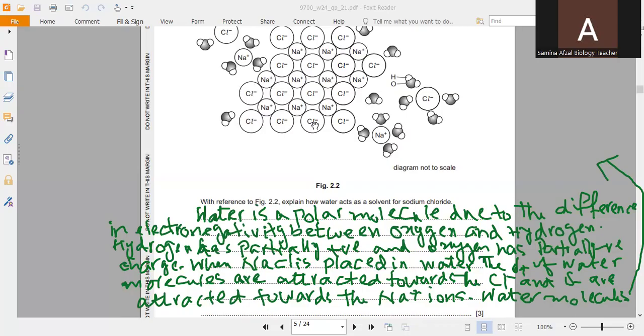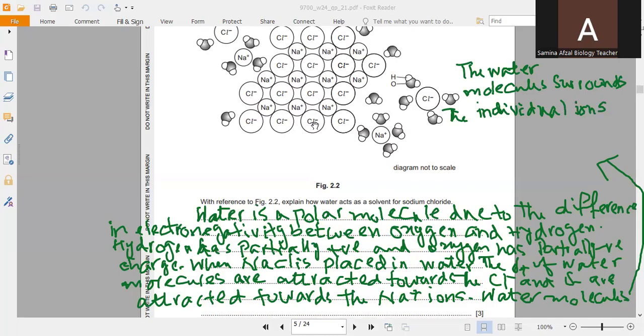The water molecules surround the individual ions, forming a shell of water around them.